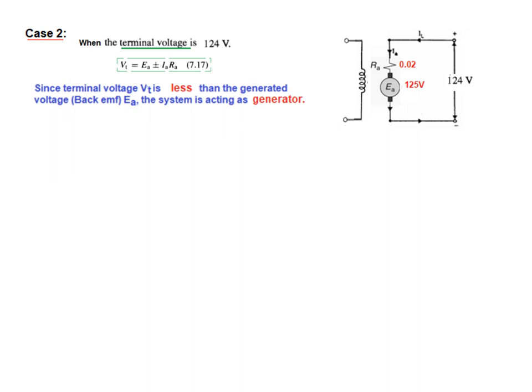Now we take case number 2, when the terminal voltage is 124 volt instead of 128 volt. So obviously this is generating more voltage than the terminal voltage, therefore this is now a generator. The terminal voltage Vt is less than the generated back EMF, so the system is acting as a generator. And this is the generator equation from here. We now take the minus sign. And again, plugging in the values, in this case, the current is 50 ampere.